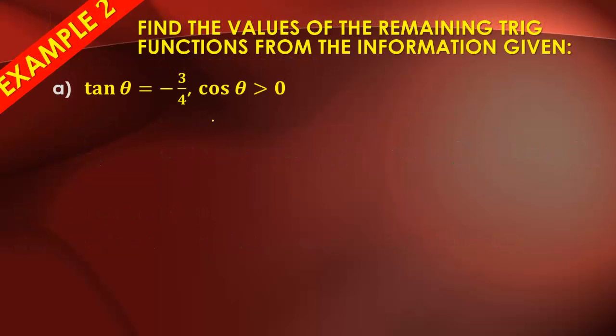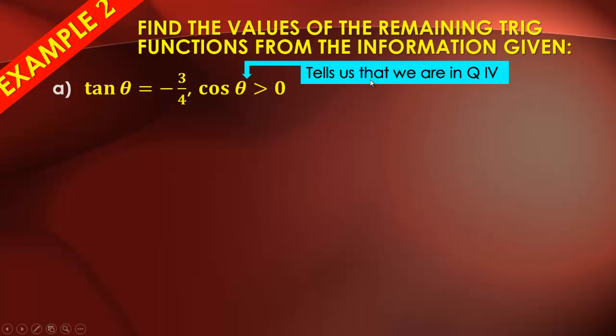All right, so we need to find the values of the remaining trig functions from the information given. We've got tangent. We need to find all the other 5. We're given that tangent of theta is negative 3/4. Negative for tangent tells us it's either here or here, because tangent is negative in those quadrants. We're also given that the cosine of theta is greater than 0, which tells us that it has to be in the 4th quadrant. Okay?